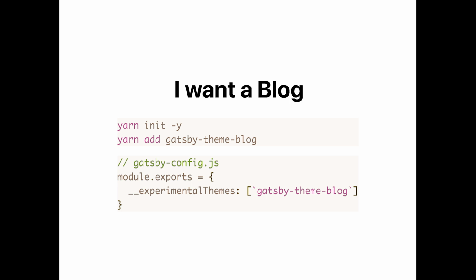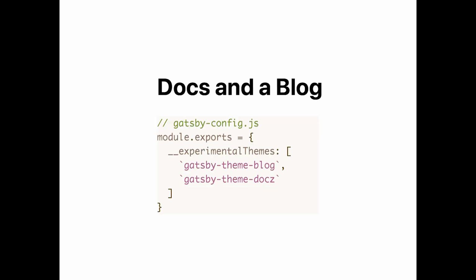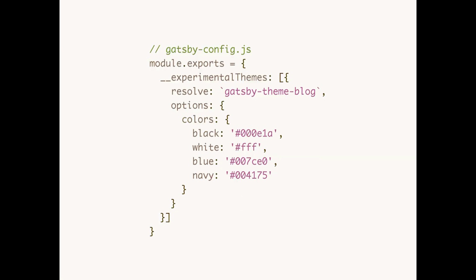So this is an example of the blog use case, right? You just want a blog. You have a folder of markdown files. You want a blog. You want it to go. This is everything you need to do. You initialize a new project. You add the blog theme, and you use the blog theme. If you've never seen this before, this is the key in the Gatsby config that you use to specify which themes you're going to use. And notice that it's an array, because if you want docs and a blog, you can install the docs theme and the blog theme. In this case, we're using Docz. And you just have two themes. So now you have documentation for your project, but you also have a blog to talk about your project.